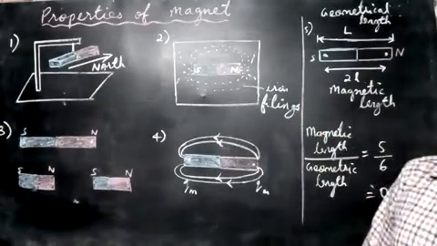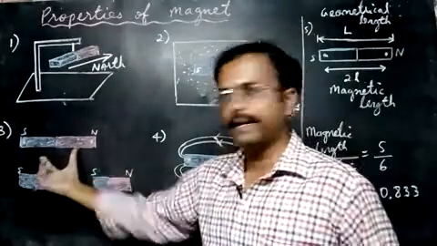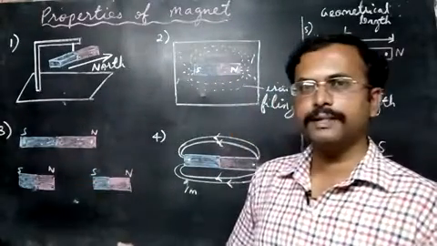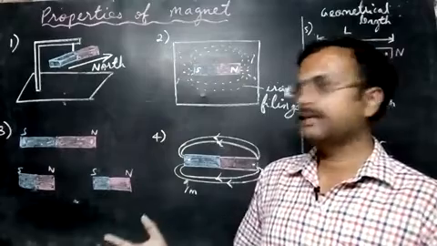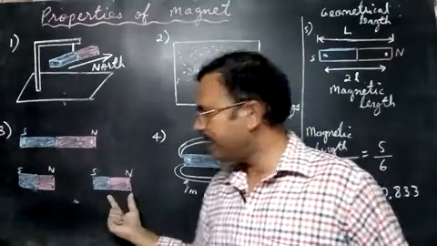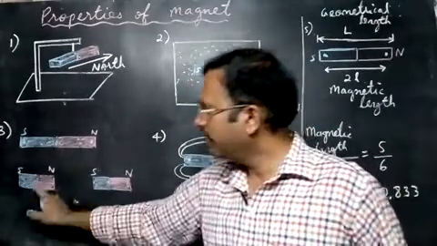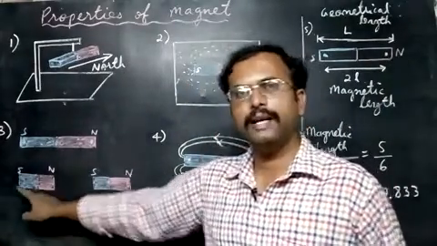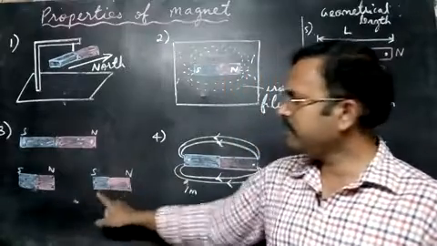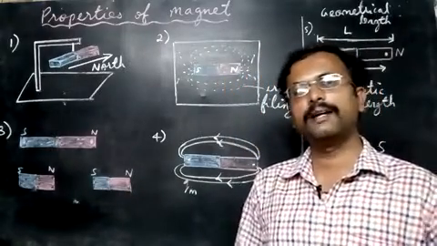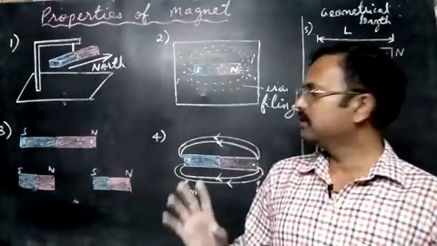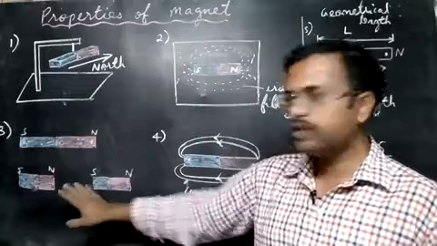Third point: you have a big magnet. If you break the magnet into two pieces, you again get two small magnets. These two small magnets also have a north pole and a south pole. You cannot separate the north pole and south pole. So you get two individual magnets.